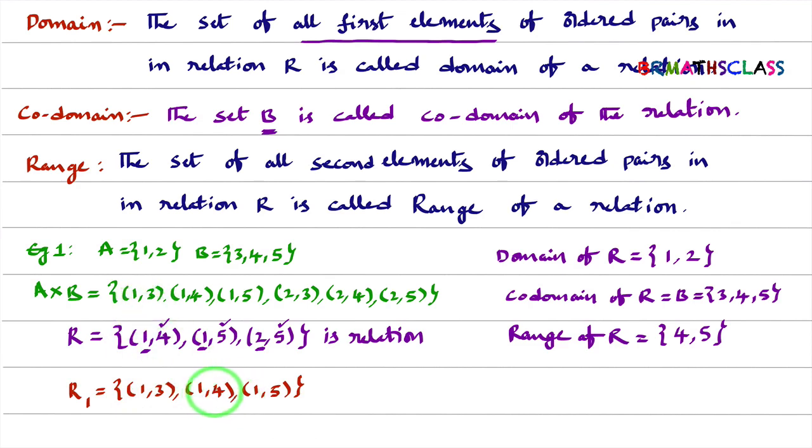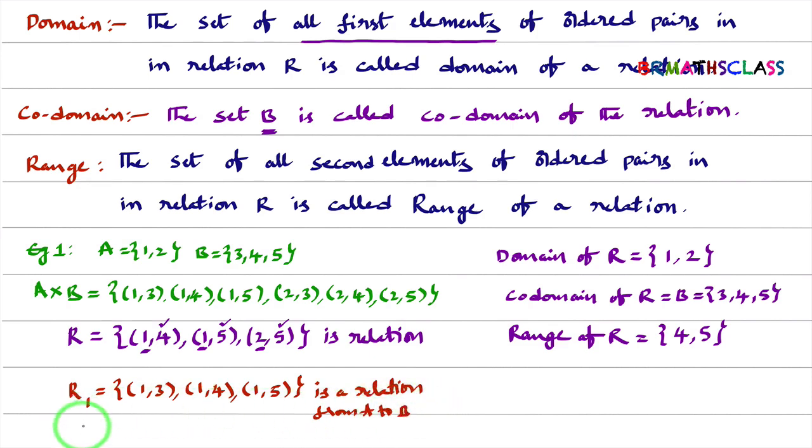Ordered pair (1, 4) is there in A cross B? Yes. Ordered pair (1, 5) is there in A cross B? Yes. All the elements present in R1 are present in A cross B. So R1 is a relation or not? Yes, R1 is a relation. It is a relation from where to where? It is a relation from A to B. R1 is a relation from A to B.